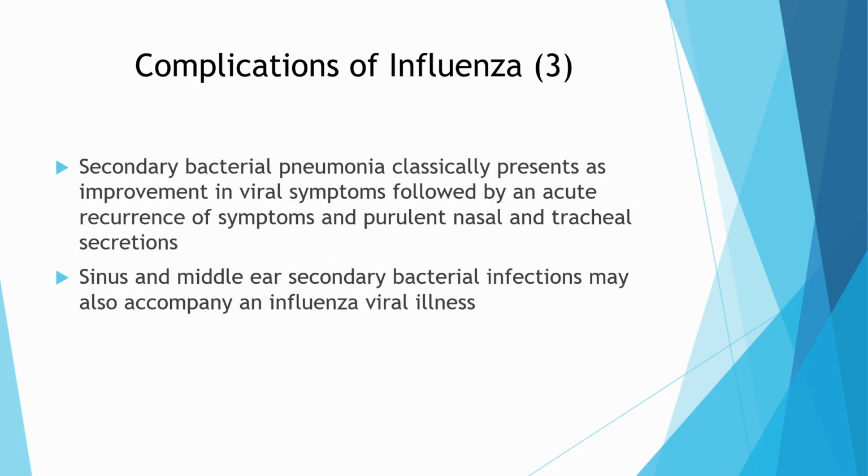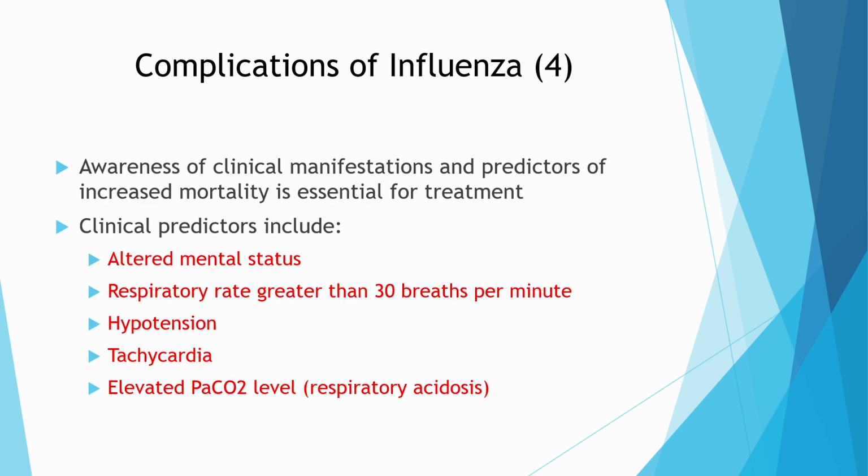Secondary bacterial pneumonia classically presents as improvement in viral symptoms followed by an acute recurrence of symptoms with purulent nasal and tracheal secretions. Sinus and middle ear secondary bacterial infections may also accompany an influenza viral illness.